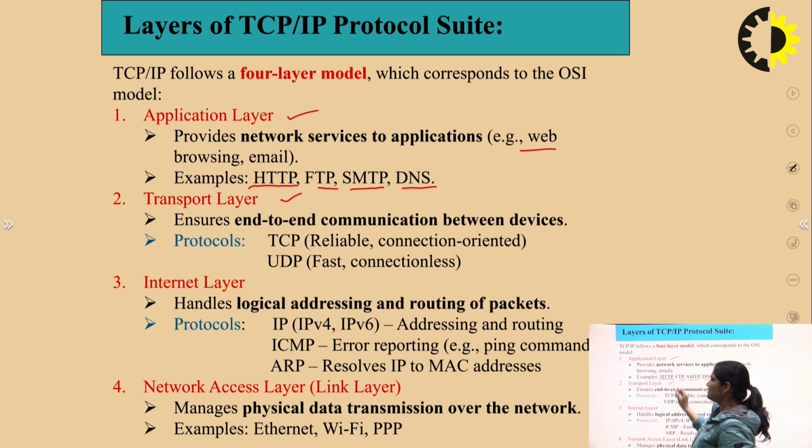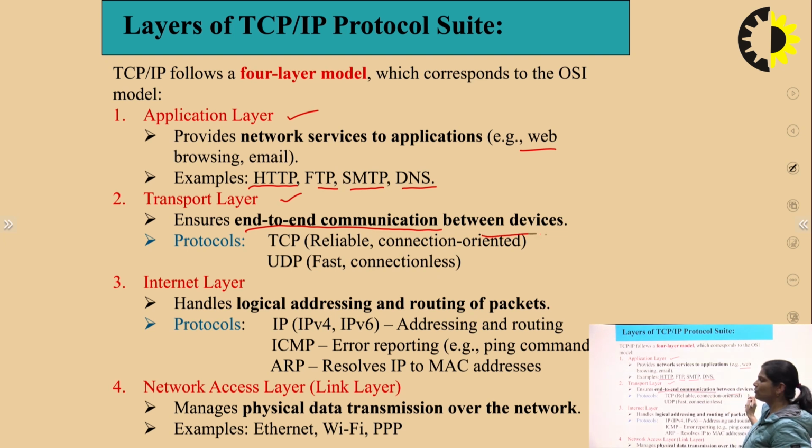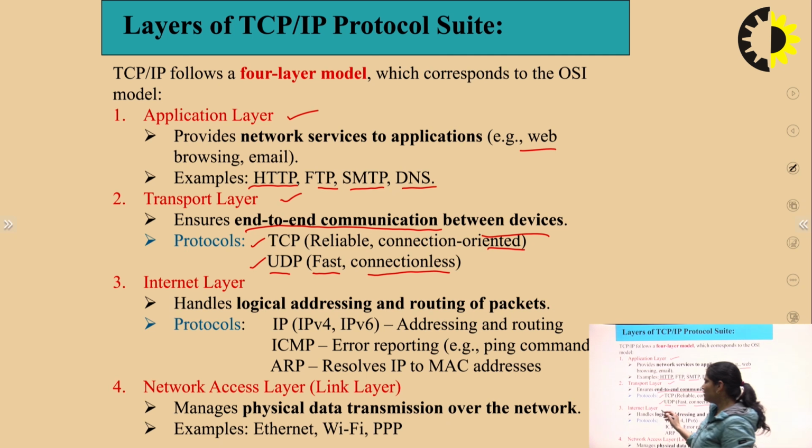Now, the second is transport layer. Transport layer ensures end-to-end communication between 2 nodes or devices. Its protocols are TCP and UDP. TCP is used for reliable connection-oriented service. UDP, User Datagram Protocol, is fast but a connectionless service when we are sending data from sender to receiver.